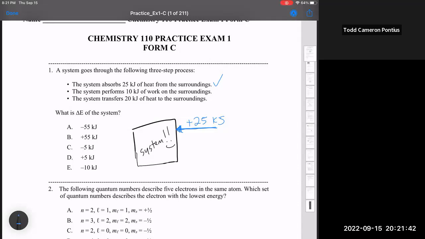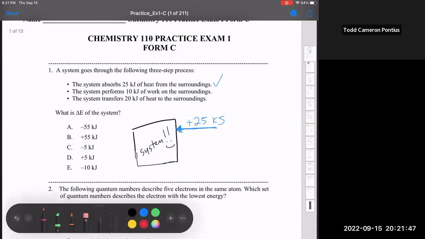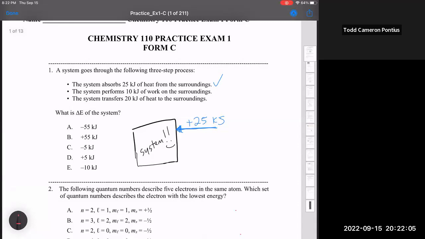Process 2, the system performs 10 kilojoules of work on the surroundings. Probably a familiar way of visualizing performing work is if ice expands on sidewalks, especially here in Pennsylvania, we have this all over the place. When it expands and causes cracks, that's doing work on the surroundings. So expansion is doing work. And if it's doing work, the arrow points outside of the system, and the sign would be what? Positive or negative? Negative. Negative 10 kilojoules.